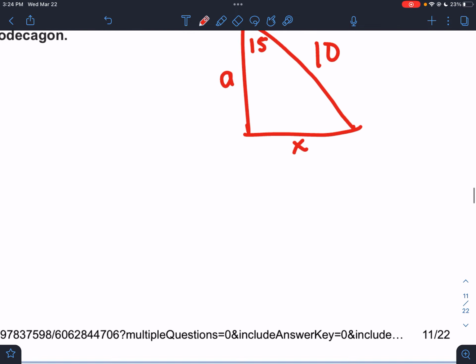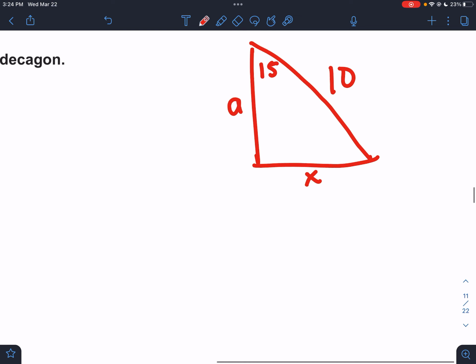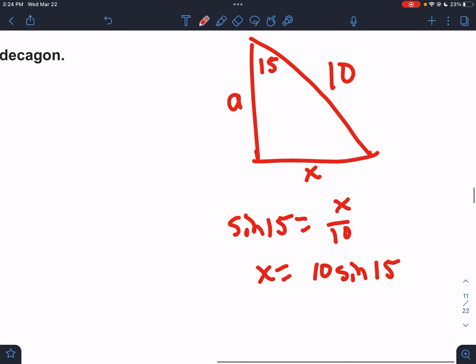So we're going to have to get tricky with it. So we're going to do sine and cosine. Sine of 15 would equal opposite over hypotenuse. So that side would be 10 sine 15.